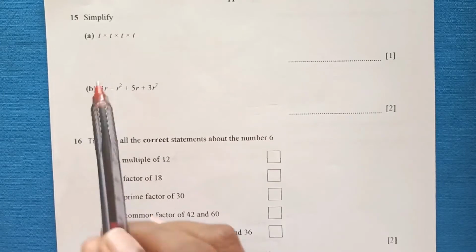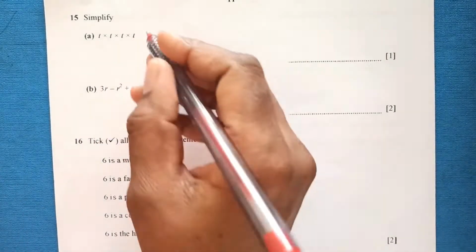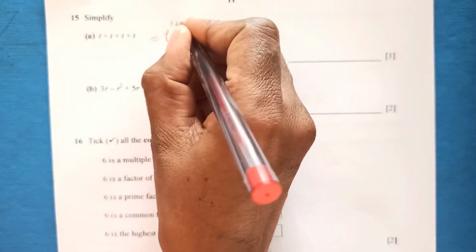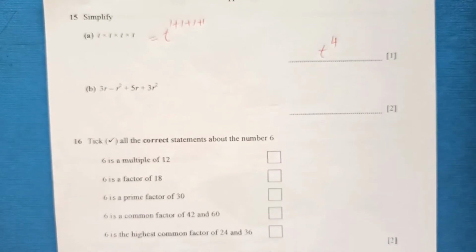Question 15. Simplify. We have t times t times t times t. This is 4 times, so we are adding the powers. So this is t power 4.